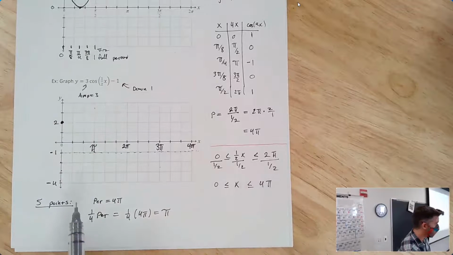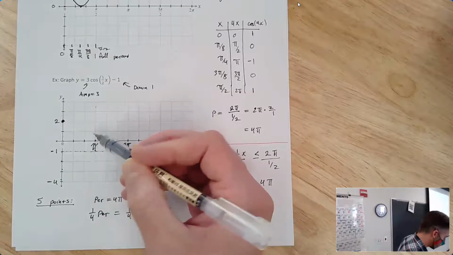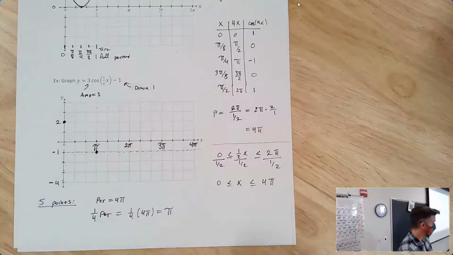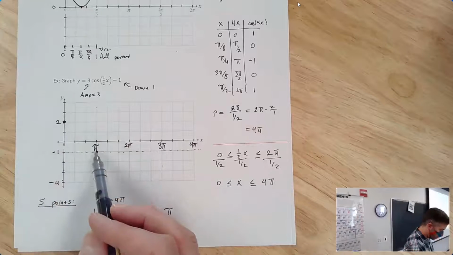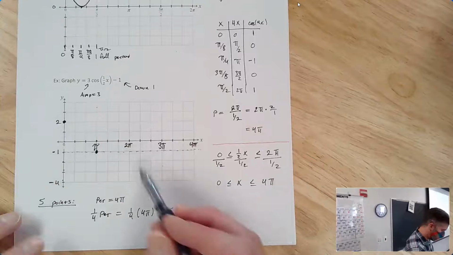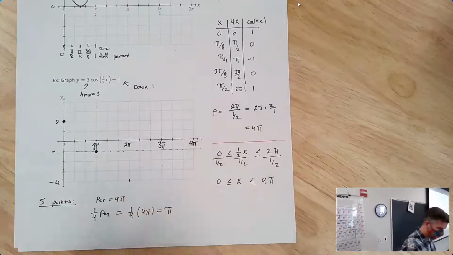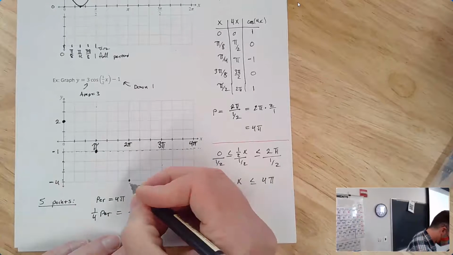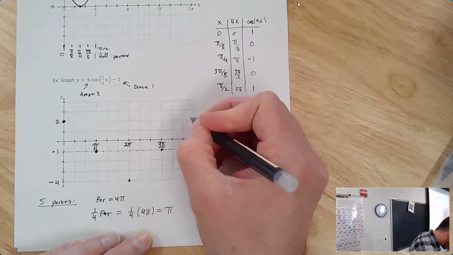Now, here's where you have to be extra careful. I'm not looking for that point right there. I'm looking for that point right there. My next important x value is pi, and cosine goes from the top to the middle. And then from the middle to the bottom. And then back from the bottom to the middle, from the middle to the top.